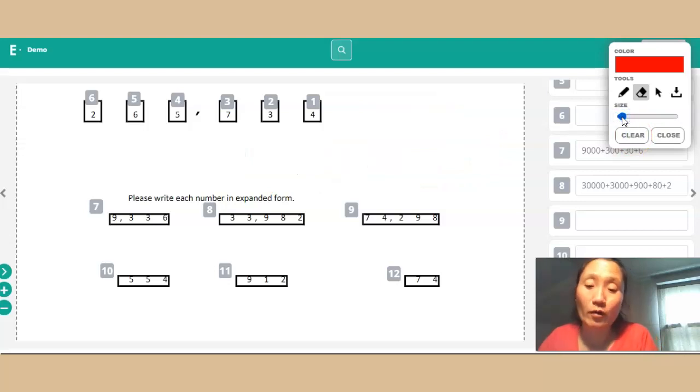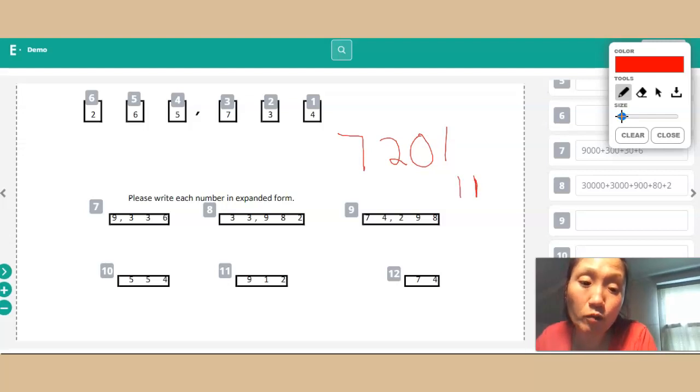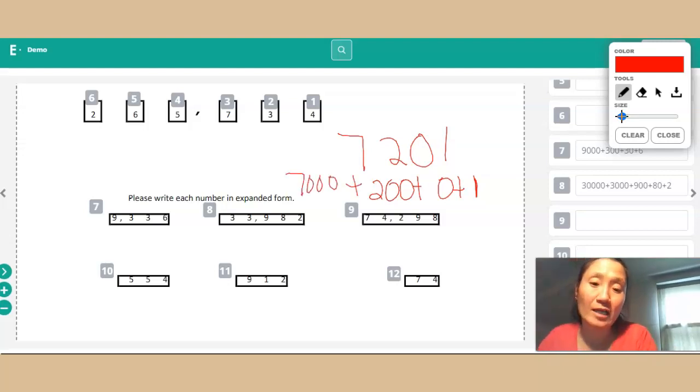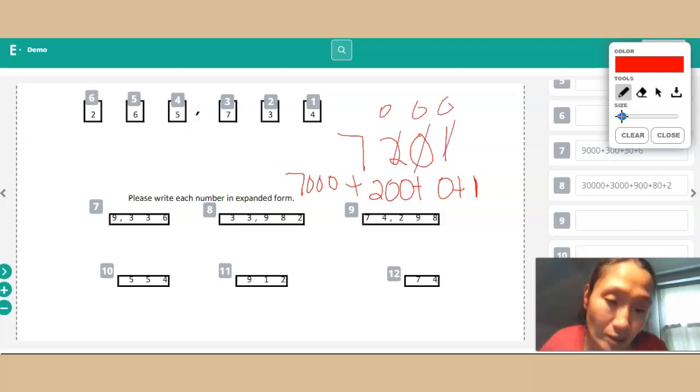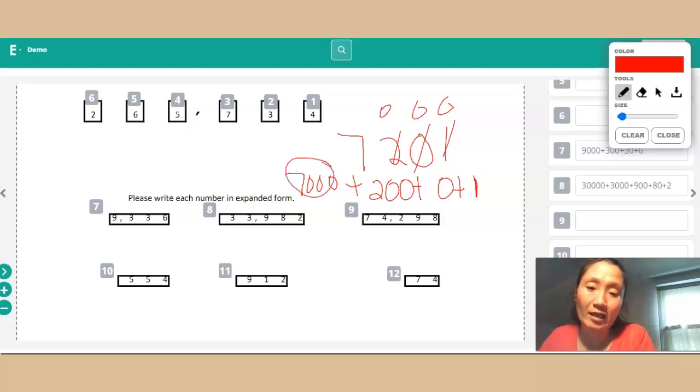So let's look at another one. We have 7,201. So we have 1 group of 1s, plus no groups of 10, plus 2 groups of 100 for 200, plus 7 groups of 1,000 for 7,000. I just take this number, rewrite it, and change all of these to zeros. That's how I know how many zeros to add. Okay, that's how I got that number.